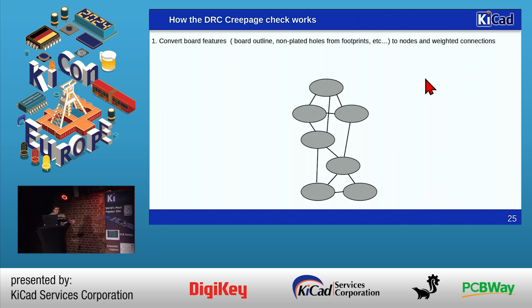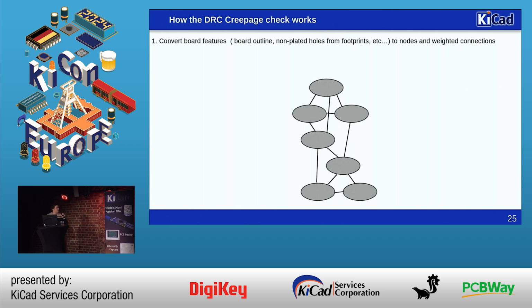Basically, it's looking for the shortest path. This is what we want. So we convert all board features, be it border lines, holes from footprints if they're non-plated, everything that is basically a board edge, to nodes and weighted connections. So maybe this one here is a hole, this one is a segment, and maybe there's 0.5 millimeters between them.